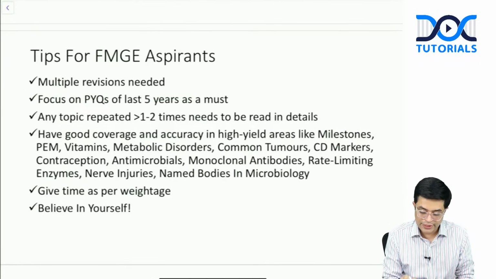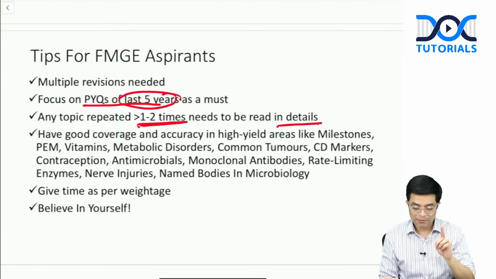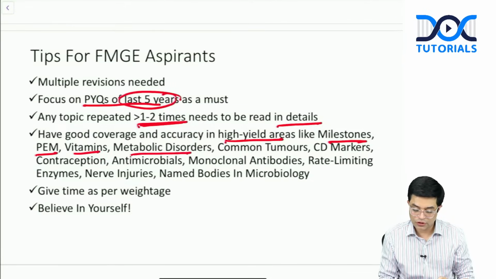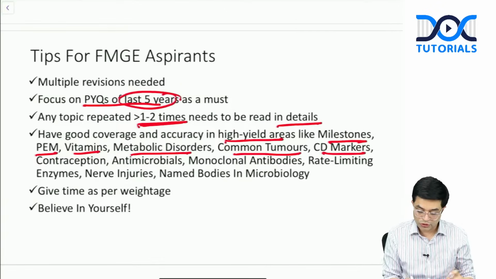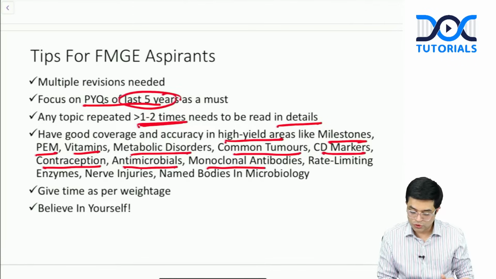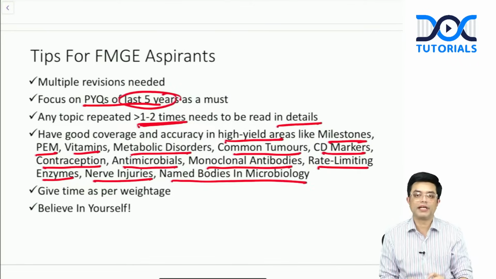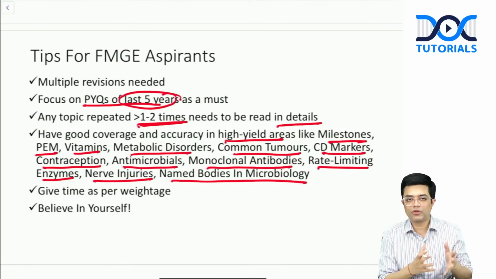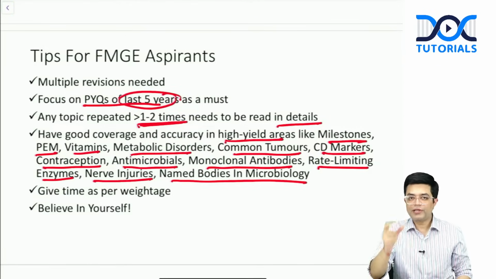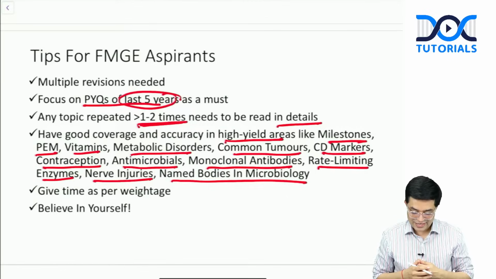So multiple revisions are needed. एक revision से काम नहीं बनेगा. Focus on previous year questions of last 5 years. Any topic more than 1 to 2 times उसको डिटेल में पढ़ना है. कौन से हाई यील्ड एरियाज है जहां से फ्रीक्वेंटली क्वेश्चंस आते हैं? Milestones, PEM, vitamin, metabolic disorder, common tumors across all ages, CD markers in pathology, contraception in gynae, antimicrobials in medicine and pharmacology, monoclonal antibodies in pharmacology, rate limiting enzymes in biochemistry, anatomy and orthopedics, nerve injuries, named bodies in microbiology. Surgery is unpredictable, but major important topics. So follow the same rule. More than 2 times repeated in last 5 years, detail में पढ़ना है. Time you give to the subject should be according to the weightage and not according to your like or dislike of the subject or the faculty, right? And give time as per weightage.